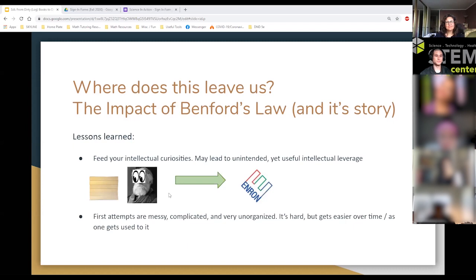Another lesson I learned is that first attempts are messy, complicated, and heavily unorganized. It's hard, but it gets easier over time or as one gets used to it. Now, Ted Hill was able to conquer the formalization of how Benford's Law actually works or applies, right? But over time, we were able to come up with easier, nicer explanations.